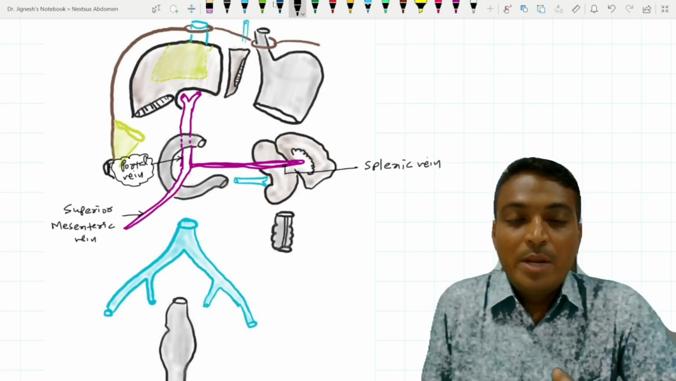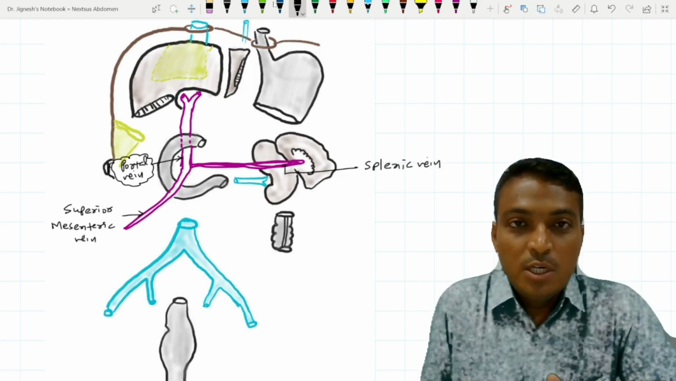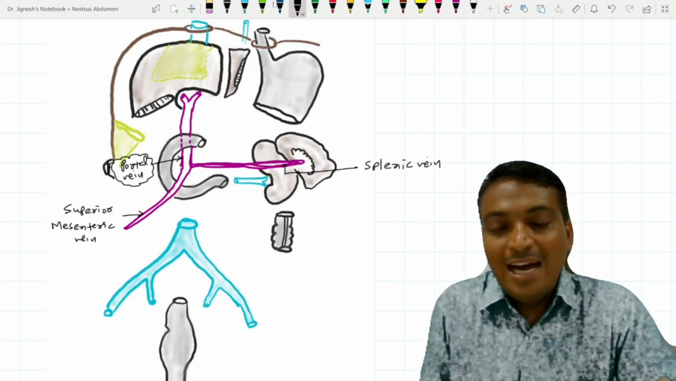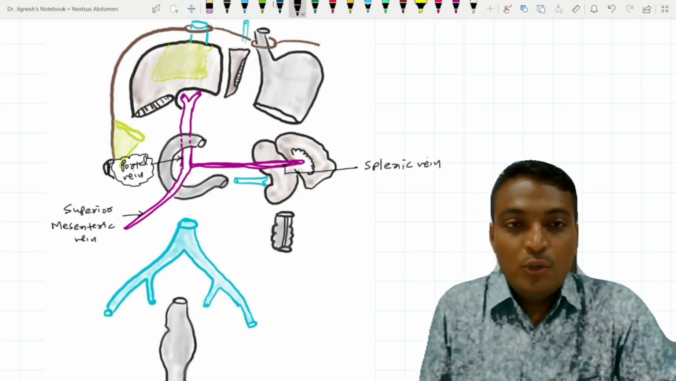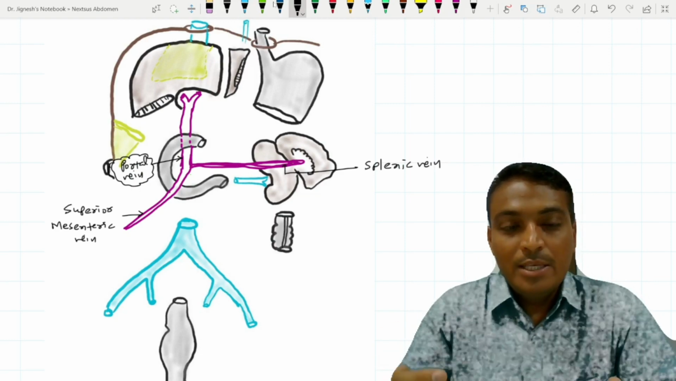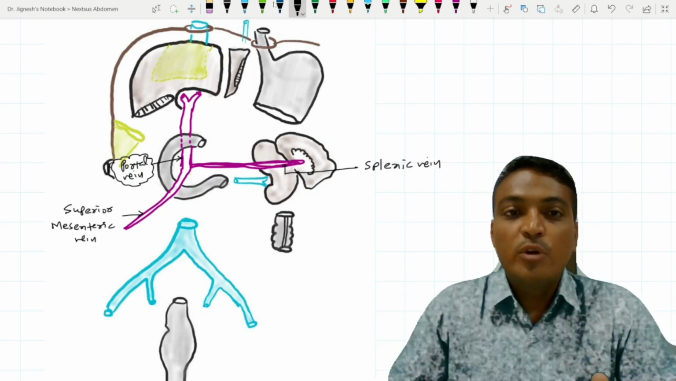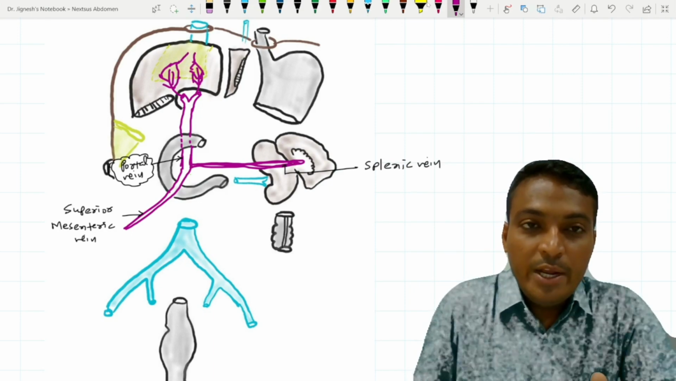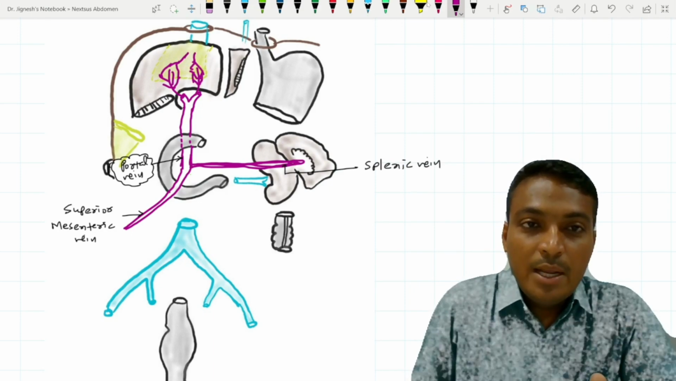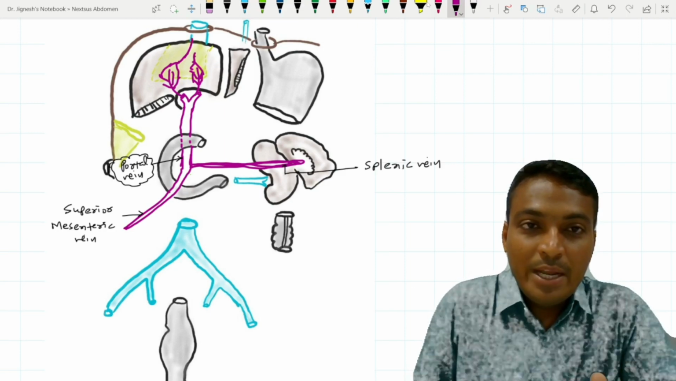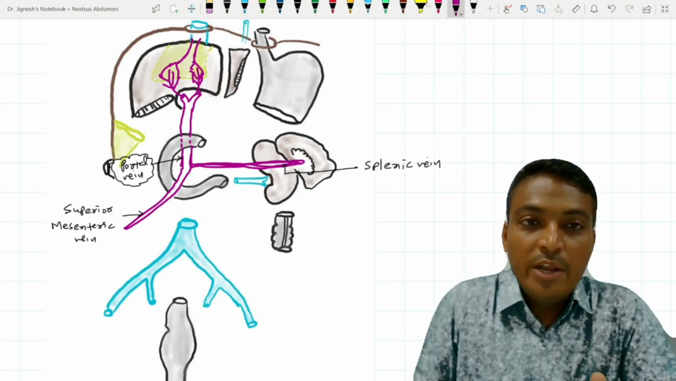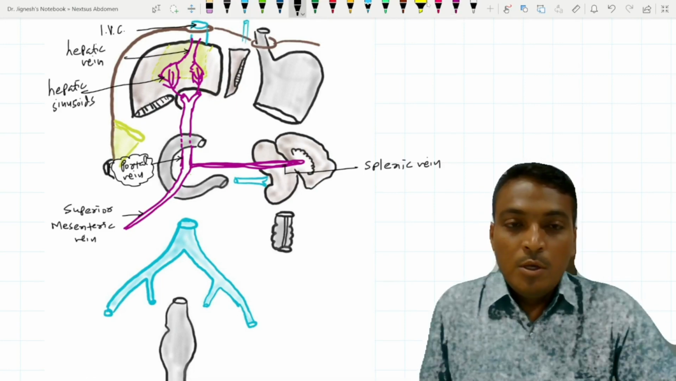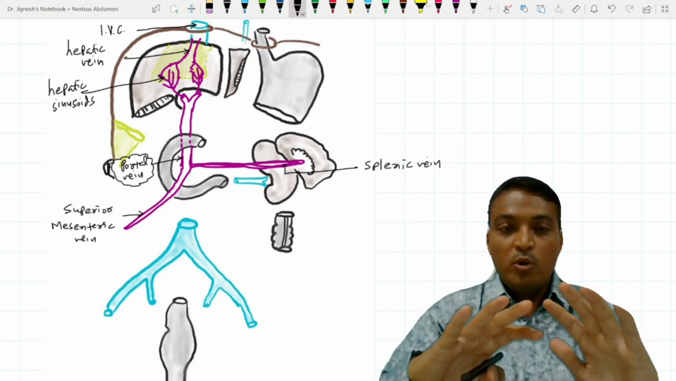The right and left branches of the portal vein reach the liver and run within the portal canal situated within the liver, and through the portal canal the blood drains into the hepatic sinusoids. These hepatic sinusoids drain into the central vein and ultimately form the right and left hepatic veins that drain into the inferior vena cava. So this is the circulation of the portal system.